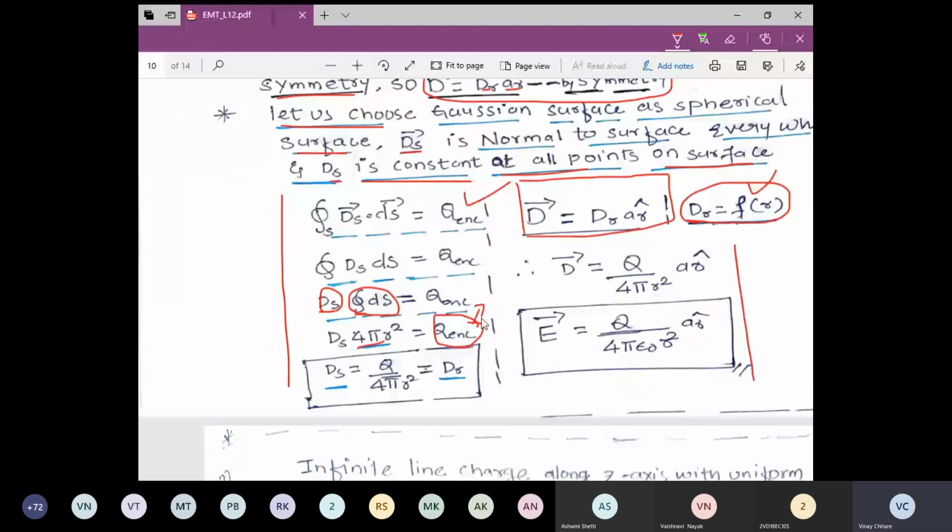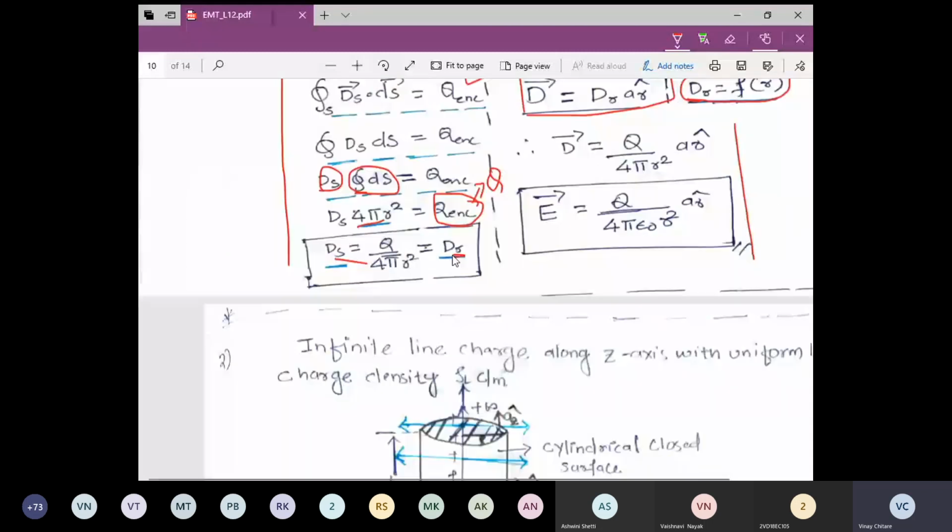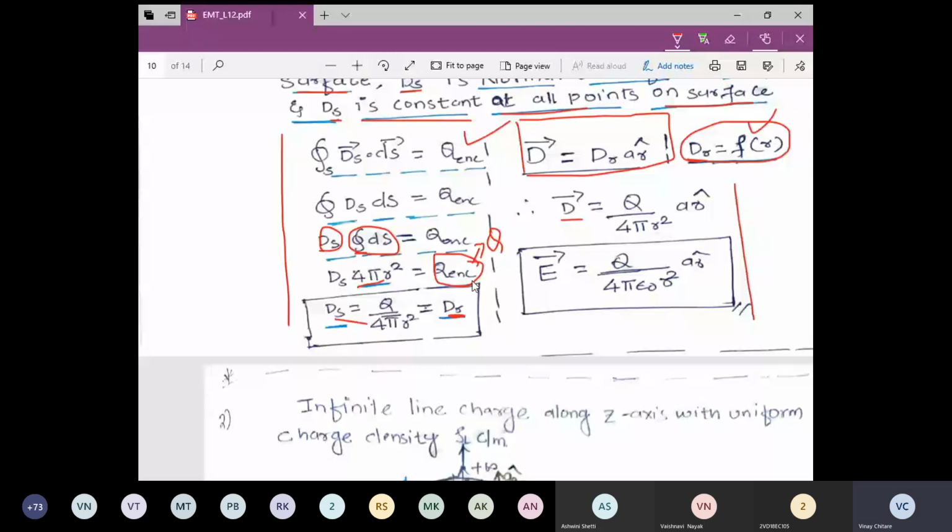So now, whatever I have found, if I compare this equation, I have found the D r component. So that is D r. And hence now I can say that D is Q by 4 pi r square a r hat.